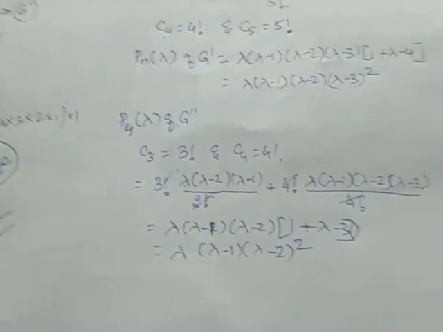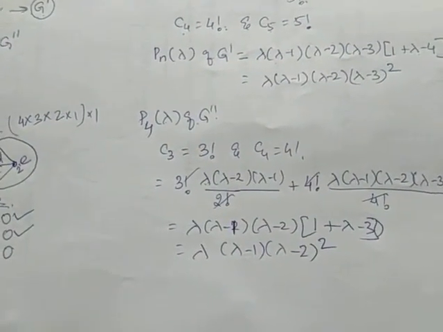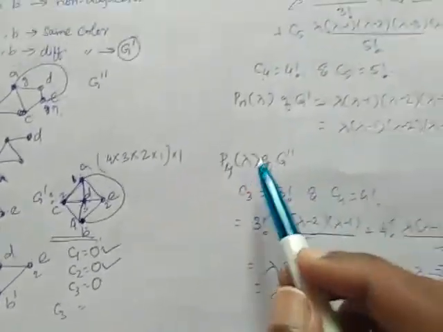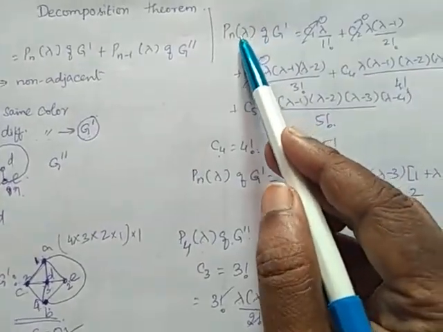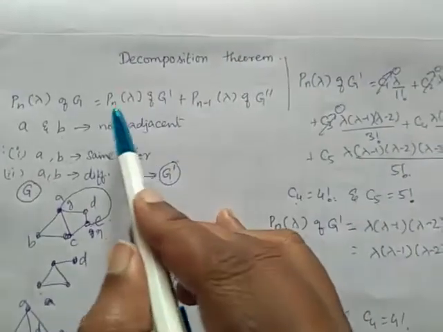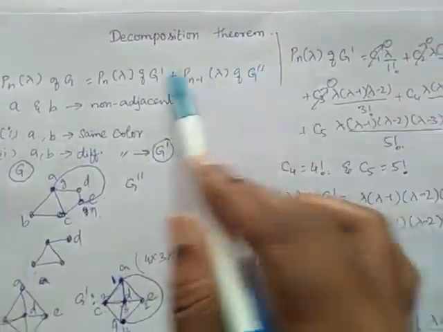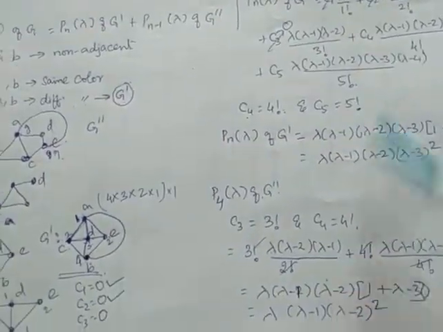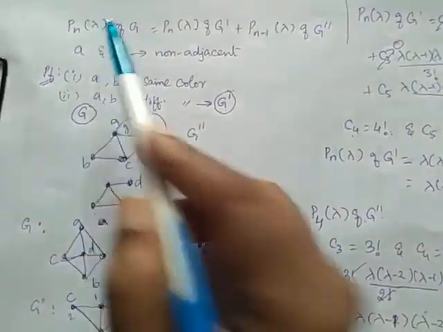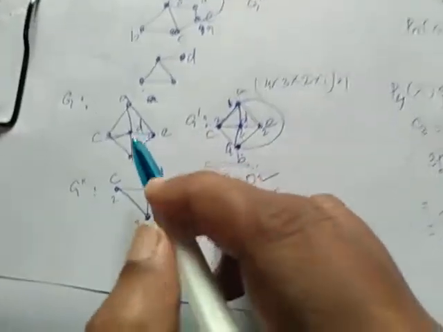Now, we have to find P5 lambda of G. See, this is our RHS. RHS is P5 lambda of G dash plus P4 lambda of G double dash. We have got the value of RHS. When we add these two results, we will get RHS. Now we have to find LHS also. So, this is our example.